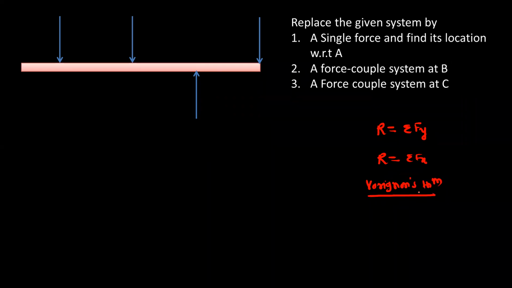So Varignon's theorem will give the position of the resultant with respect to a given point in the system. Its equation is: summation of moment by all the forces about any point is equal to moment by the resultant force about the same point of the system. Using this equation, we can find out the perpendicular distance d of the resultant.